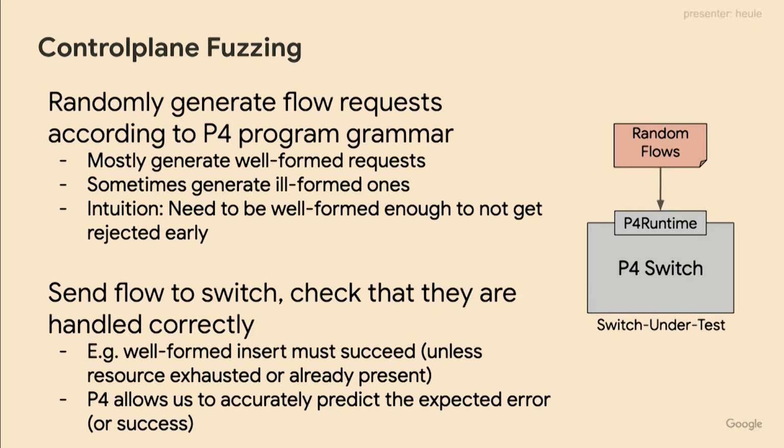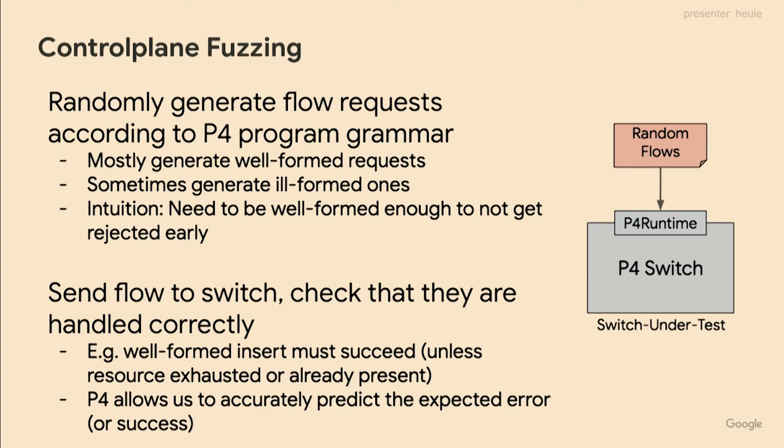But luckily, P4 tells us very precisely what these flows and groups need to look like for them to be valid. So we know exactly what kind of groups, we know exactly what kind of tables we have, what kind of fields we can match on, and what kind of actions we can use. And so that makes it pretty easy to have these well-formed inputs. And every now and then, we can also generate some invalid inputs to make sure the switch is reliable and rejects them appropriately.